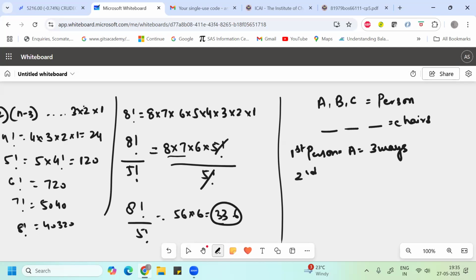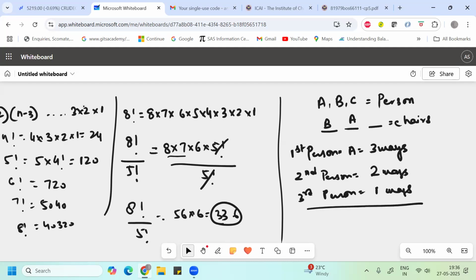When it comes to the second person, you have only two chairs left. So the second person can sit in two ways. Now when the second person has sat, the third person would sit in how many ways? The third person can only sit in one way. So in how many ways can the three persons sit in three chairs? It would be 3 into 2 into 1, it would be 6 ways. The other way of saying this is 3 factorial ways. I hope you have understood.